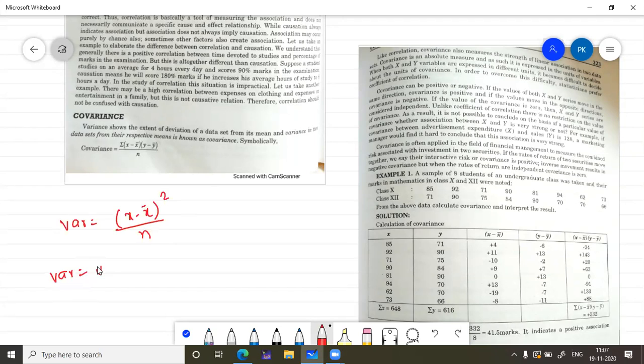It's also equal to the square root of the variance. This sigma denotes the standard deviation. So this is the formula for evaluating the variance and the standard deviation.